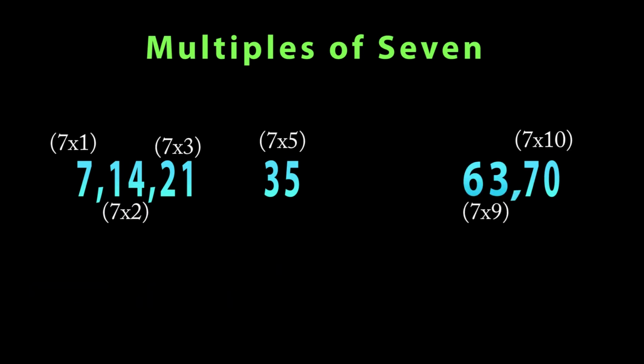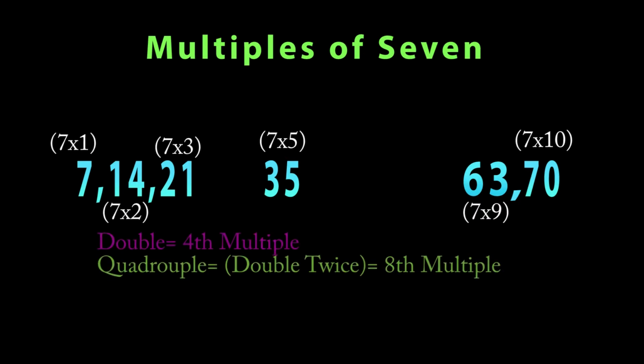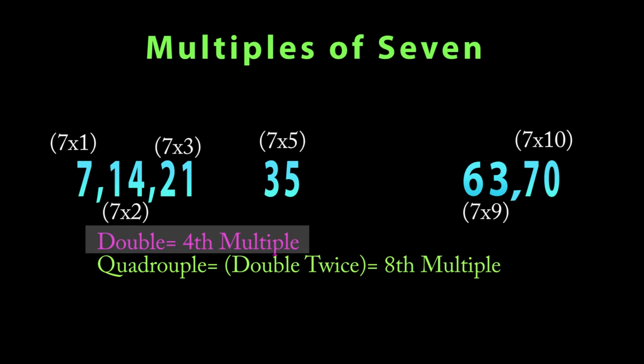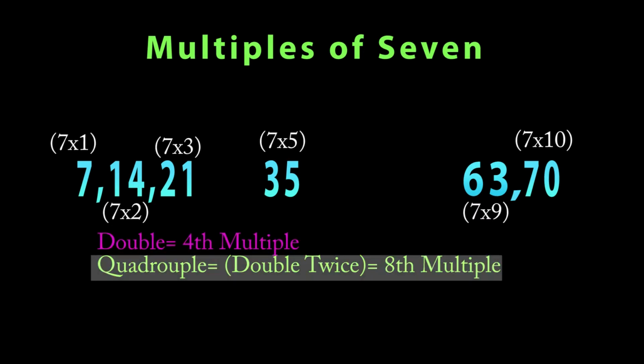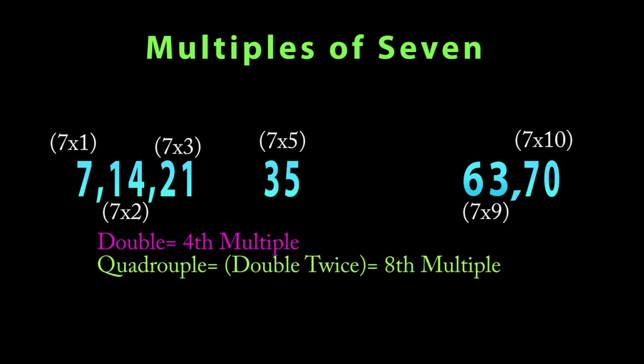Pressing onward, we will use the second multiple of 7, which is 14, to find the 4th multiple and the 8th multiple of 7. To find the 4th multiple, we'll need to double the second multiple. To find the 8th multiple, we'll need to quadruple the second multiple or double the 4th multiple. If we double the second multiple, we find 14 plus 14 equals 28. Therefore, the 4th multiple of 7 equals 28.